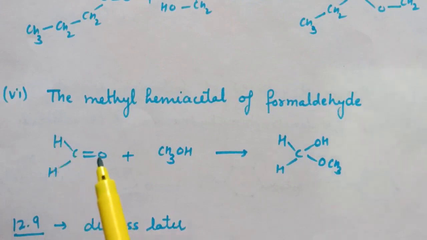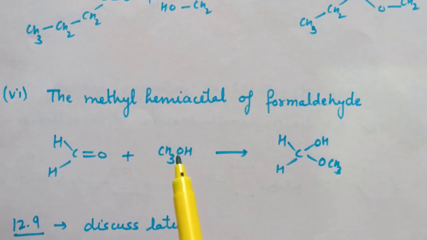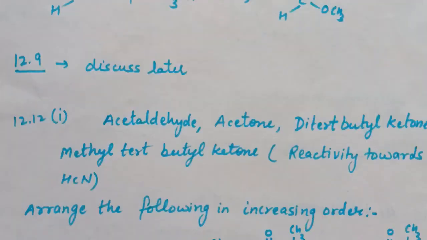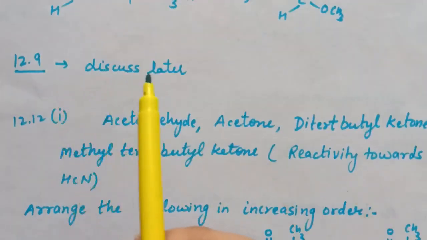Sixth part is the methyl hemiacetal of formaldehyde. This is the structure of formaldehyde. Reaction of formaldehyde with one molecule of CH3OH, that is methanol, in dry HCl gas results in the formation of methyl hemiacetal of formaldehyde. This is the structure for methyl hemiacetal of formaldehyde. Question number 12.9 will be discussed later.